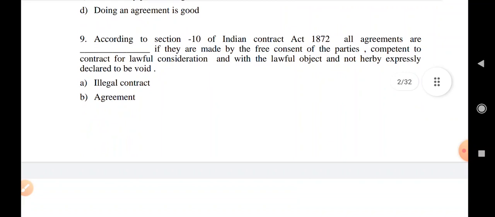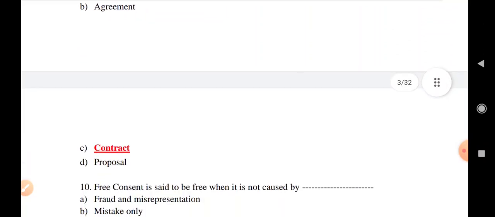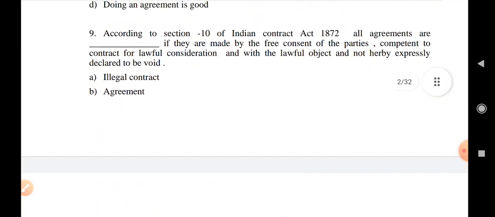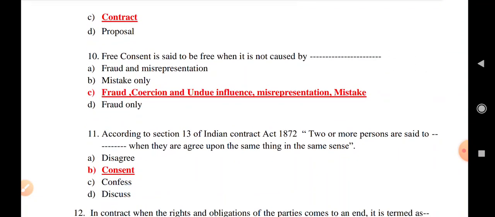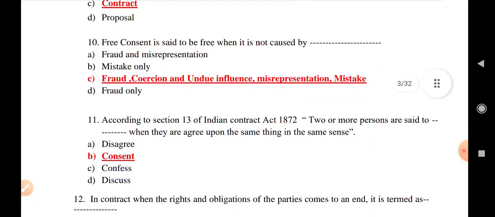You also have to study Section 10 and all these ingredients; then only it will be a contract. If we are talking about free consent, the term itself tells us that consent should be free. If consent is obtained by using fraud, coercion, undue influence, misrepresentation or mistake, then that consent is not a free consent. So here you have to choose option C.